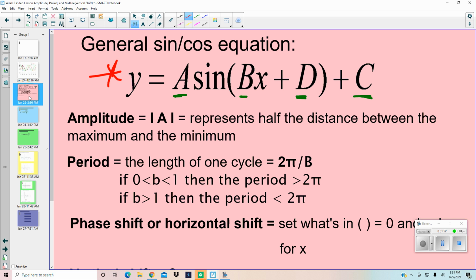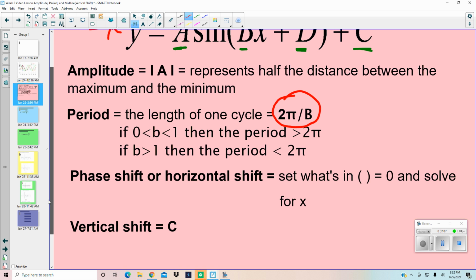The period is the length of one cycle. And I already talked about that, but the way to get it is to take 2 pi divided by the coefficient of x. The phase shift or horizontal shift is what you get when you set what's in parentheses equal to 0. So that's really the shift left or right. And we're not going to do really any problems in that. I just want you to know that that's what that was.